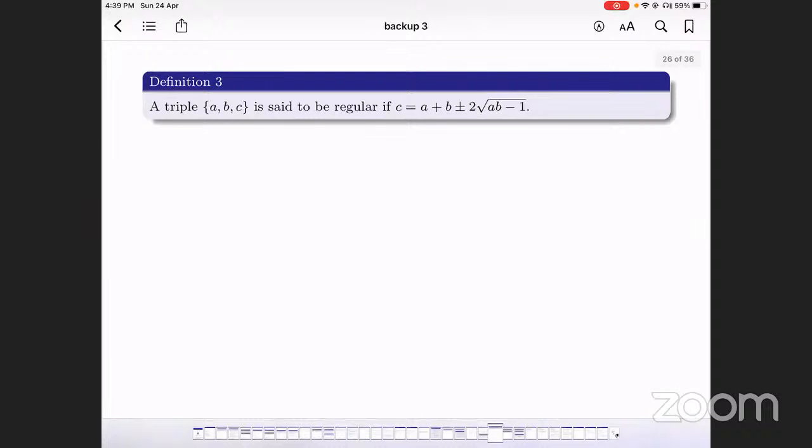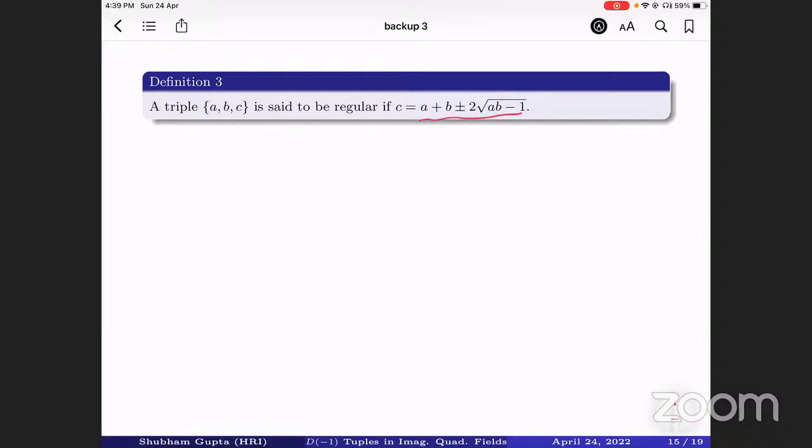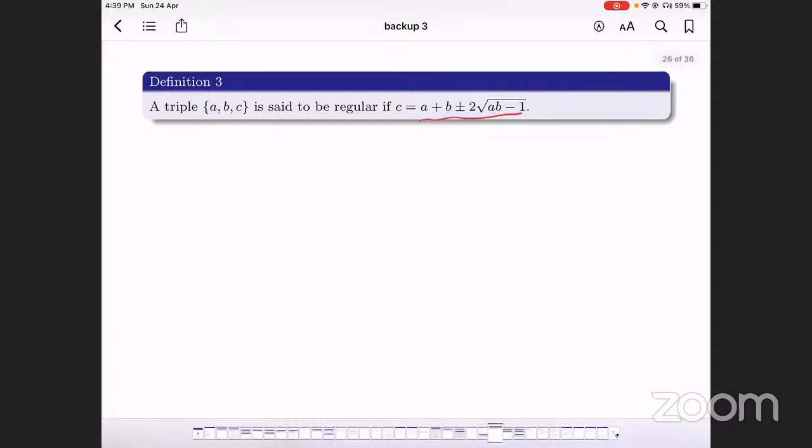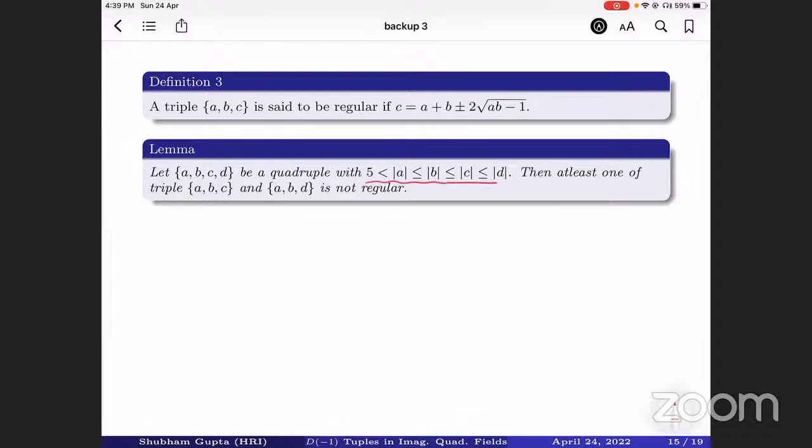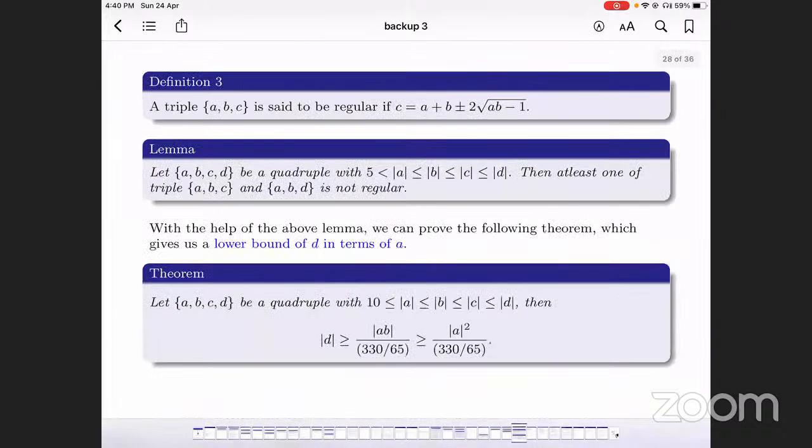The triple (a, b, c) is said to be a regular triple if c satisfies this condition, like c is equal to a plus b plus or minus 2 times the square root of ab minus 1. Let (a, b, c, d) be a quadruple satisfying this condition. Then at least one of the triples (a, b, c) and (a, b, d) is not regular. Actually, via a contradiction argument, we can prove this lemma. Using this lemma, we can get a lower bound of d in terms of a, which is given in this theorem.